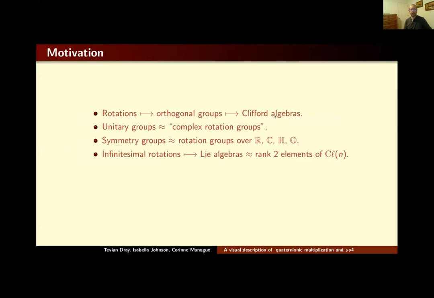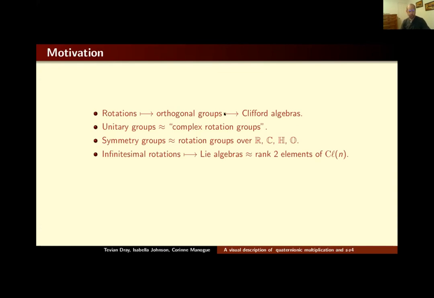The motivation is that rotations are the key ingredient in the orthogonal groups, which lead to Clifford algebras. Clifford algebras, of course, have applications all over the place. My own interest comes largely from quantum physics, where they provide the mathematical framework for the gamma matrices of quantum mechanics. And as we all know in this group, there's a very close relationship between many of the Clifford algebras and the quaternions.